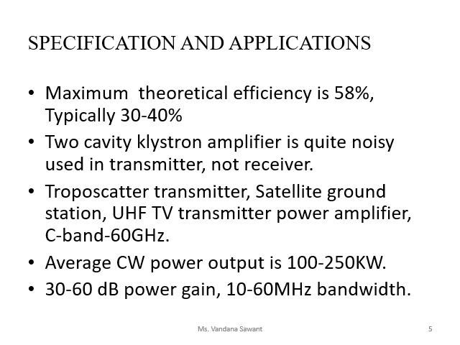Average CW output power is 100 to 250 kilowatt. Then 30 to 60 dB power gain at a 10 to 60 megahertz bandwidth. So these are some specifications and applications for this two cavity klystron.